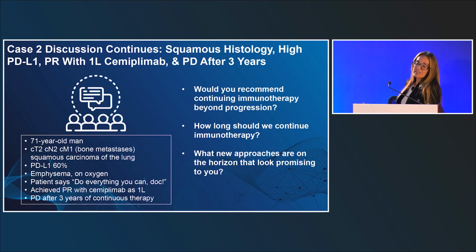So to recap here, we have a 71-year-old gentleman with metastatic squamous lung cancer with PD-L1 expression and bone involvement. He has comorbidities with emphysema. He's on oxygen, but he's willing to be treated pretty aggressively. Dr. Schoenfeld treats him with monotherapy cemiplimab, based on the data with the PD-L1 60% in the squamous histology. The patient achieves a partial response after frontline, and then has progression after 3 years of continuous therapy. So we talk about what we do in terms of continuing immunotherapy beyond progression.